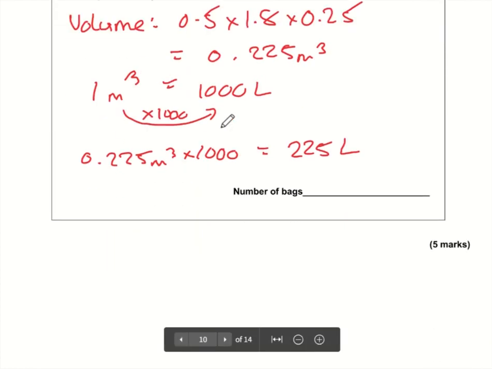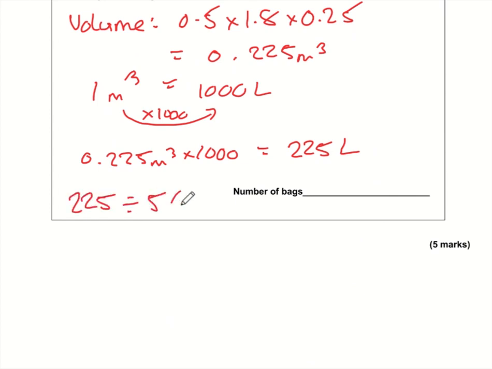So how many 50s go into 225? Well, 225 divided by 50 is 4.5. You can't buy 0.5 of a bag. 4 bags is not enough, so that is going to have to be 5 bags.